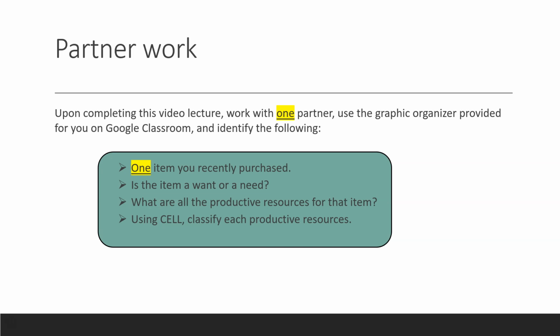Number 3, what are the productive resources for that item? And I want you to list every productive resource that goes in to actually make the item and allows you to actually own that item today. And using SELL, you'll classify each of those productive resources. I'll give you an example in the class.